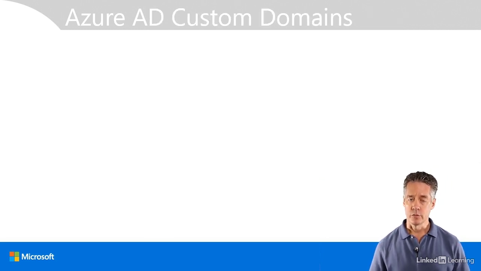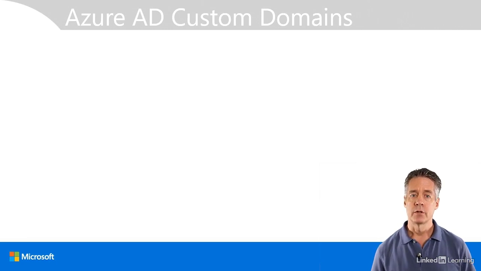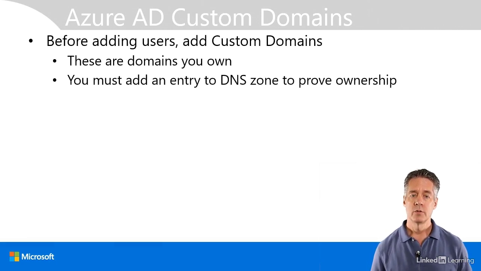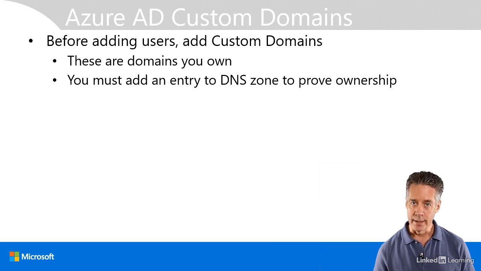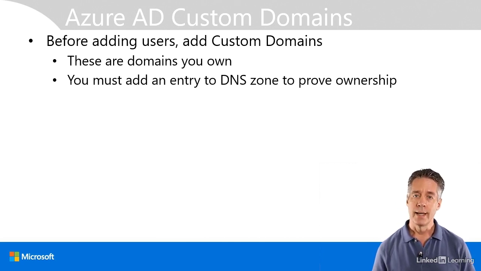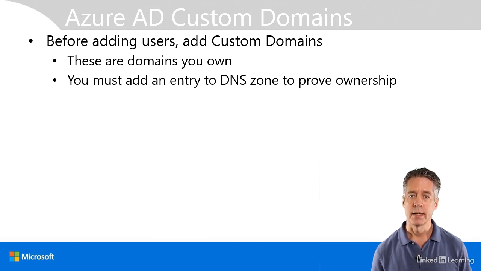Before you add users to Azure AD, it's a great idea to first set up your custom domains. So a custom domain is any domain that you own that you want user ID suffixes to end in. So you must prove that you own the domain by going to the DNS zone for that domain and adding an entry. Let me show you what that process looks like in the portal.